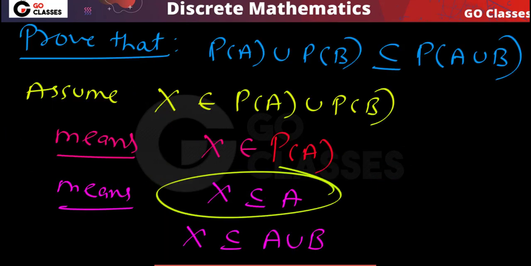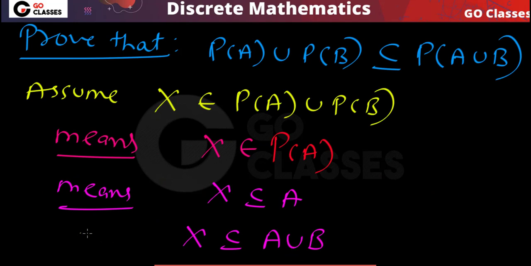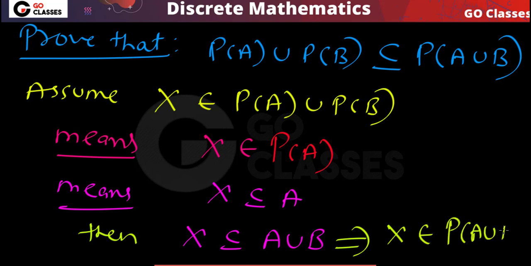So if X is already a subset of A, then I can say X is a subset of A union B. What this means is X belongs to the power set of A union B, because X is a subset of this. And this is what we wanted to prove. We are assuming that some element is here, and now we are proving that automatically this element will be here. So X belongs to power set of A union B.